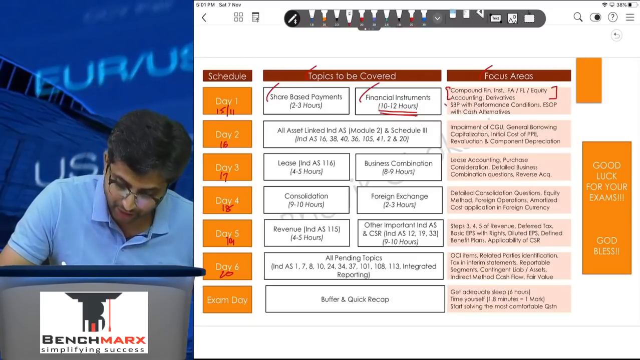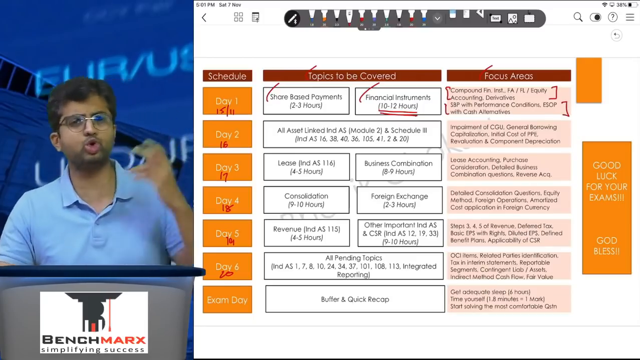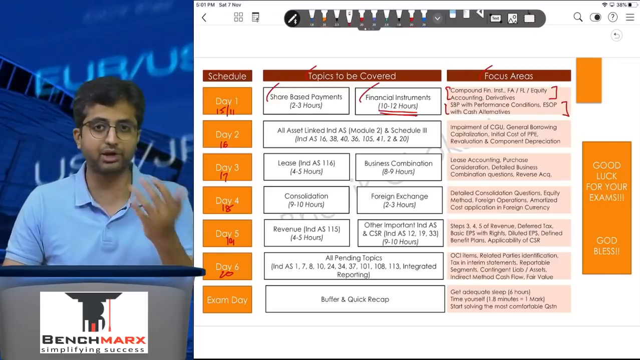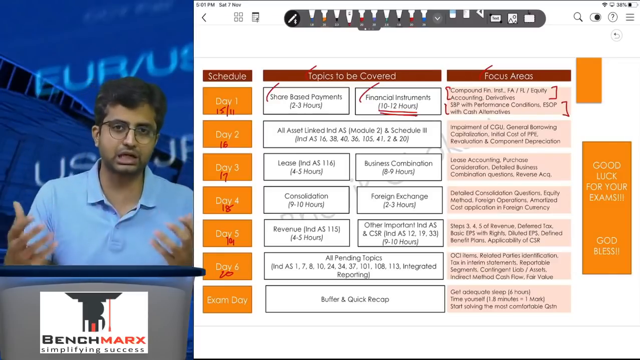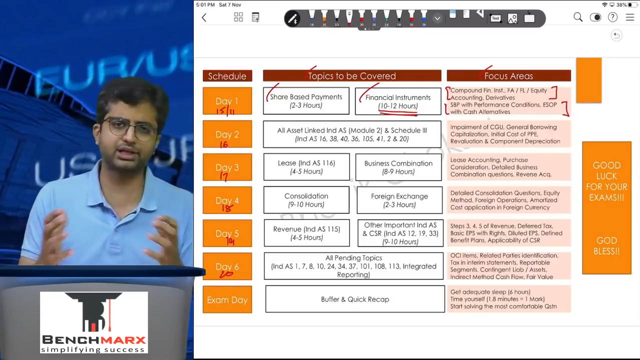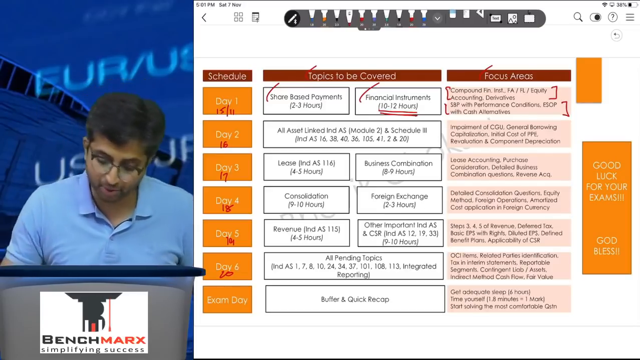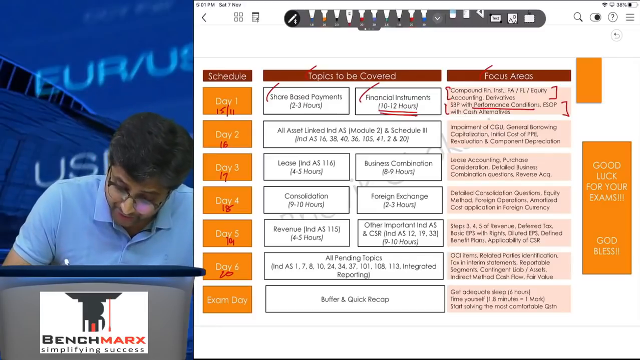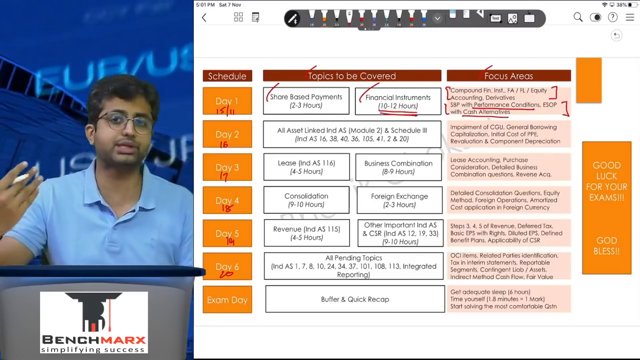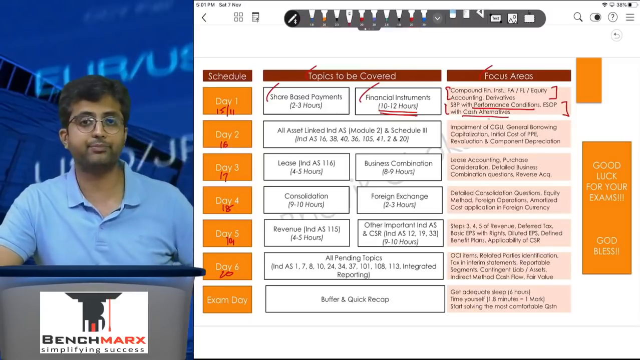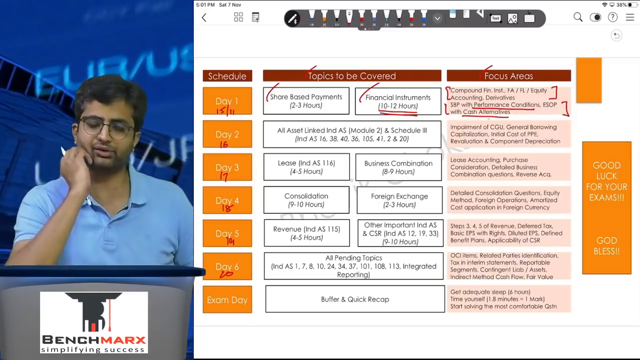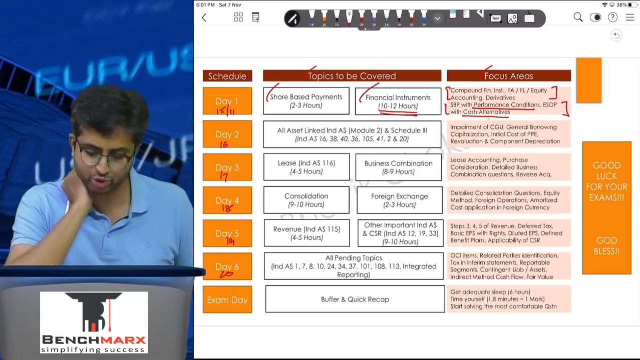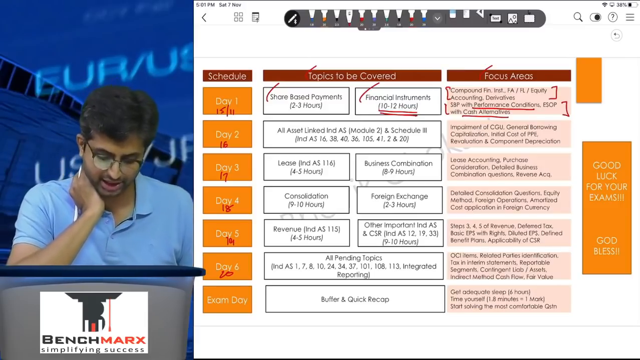In terms of ESOP, in the past, there have been 2 questions on stock appreciation rights, and 2 questions on vesting conditions, performance linked vesting conditions. I do expect performance linked vesting to still be important, and then ESOP with cash alternatives. This is something which is yet to be tested, and something which definitely deserves to be tested in the exam. So please do that properly. That is my area of importance.